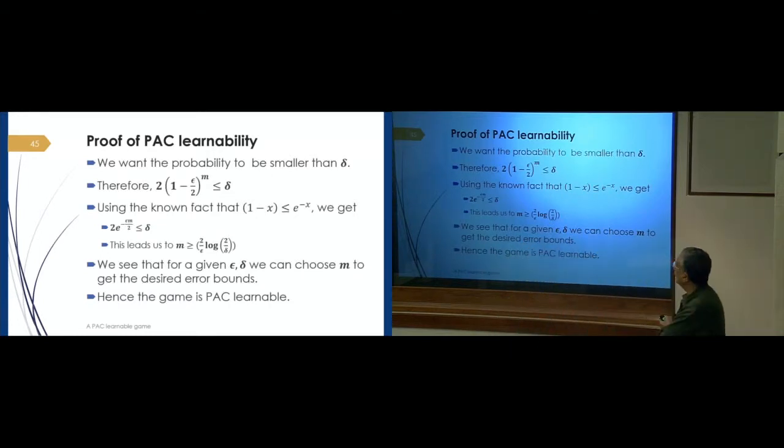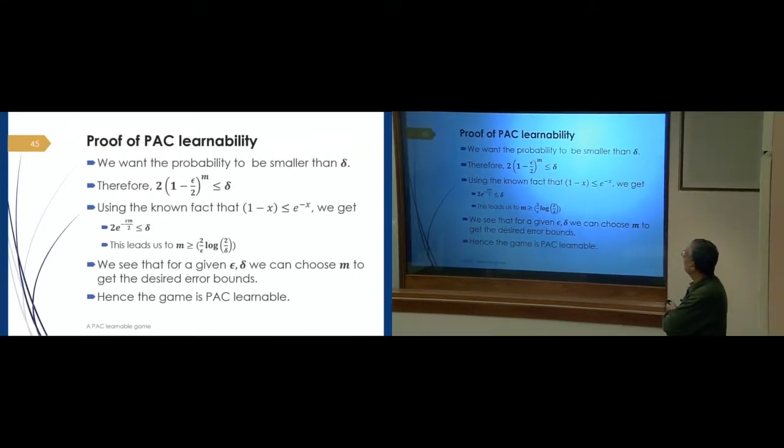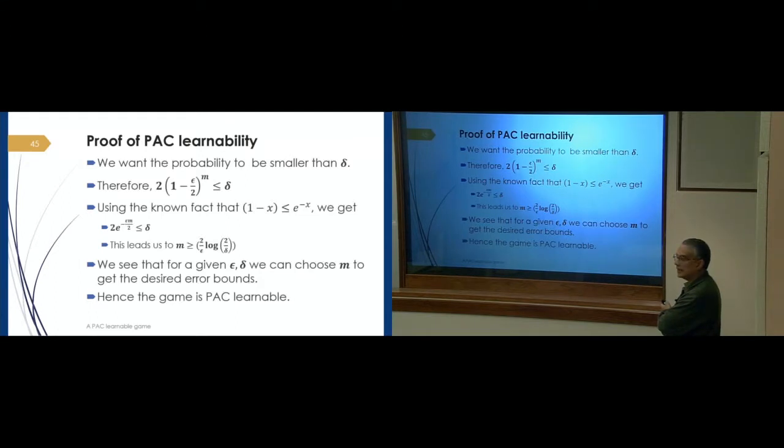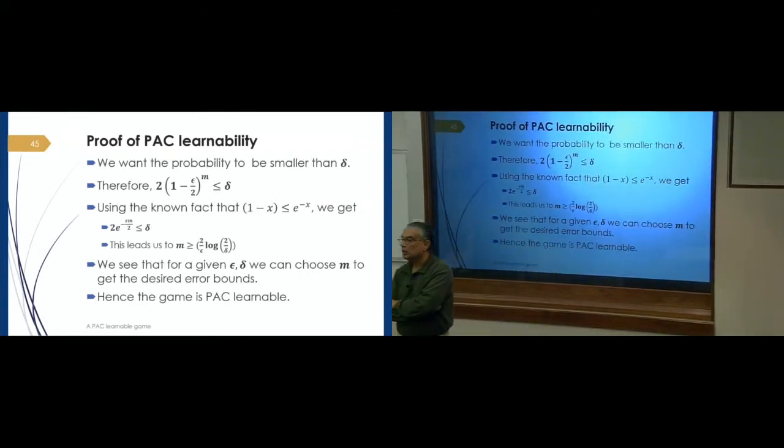Now we want the probability to be smaller than delta, correct? So therefore 2 times 1 minus epsilon by 2 to the power m is less than or equal to delta. And this is a standard fact that's known: 1 minus x is less than or equal to e to the power minus x. So we just use that as a replacement. So basically write this where x is equal to epsilon by 2, and you get 2 times e to the power minus epsilon m by 2 is less than or equal to delta. And if you simplify it, that immediately says m is greater than or equal to 2 divided by epsilon times log 2 by delta. So for a given epsilon delta, we can choose m through this relationship to get the desired error bounds.